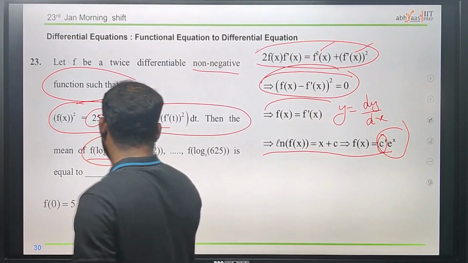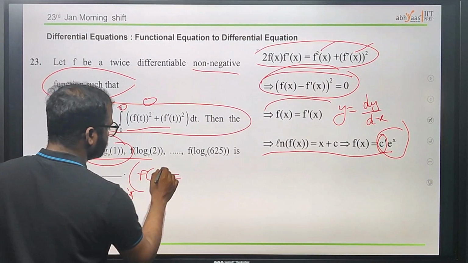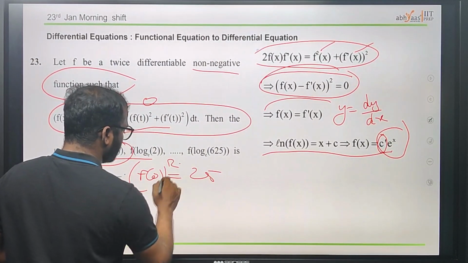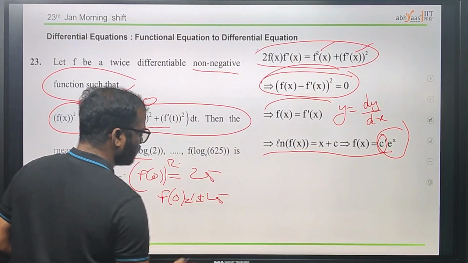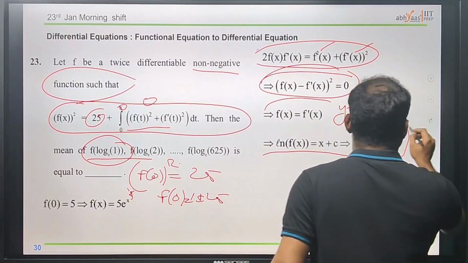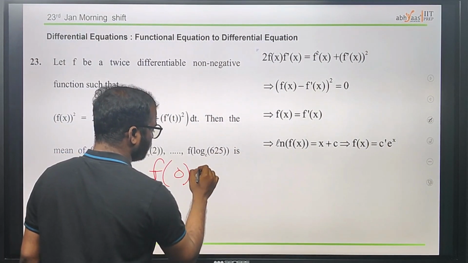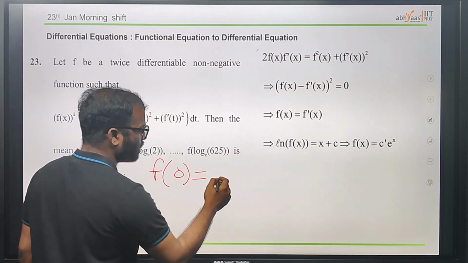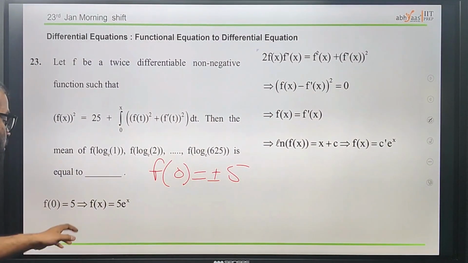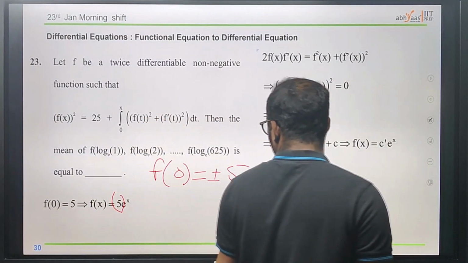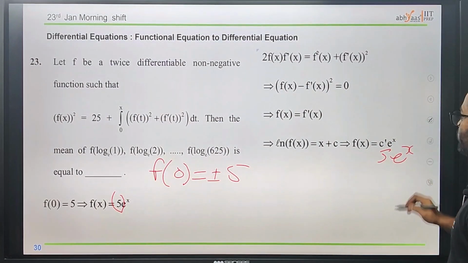Okay, I think, sorry, since f of 0 whole square is equal to 25, f of 0 will be plus or minus 5. Okay, here we have a square, that will become there. Therefore plus or minus 5. Okay, we cannot take negative, therefore for that reason we just take 5 as the answer. Therefore the function will be 5e^x. Okay, 5e^x. Therefore we got the function.